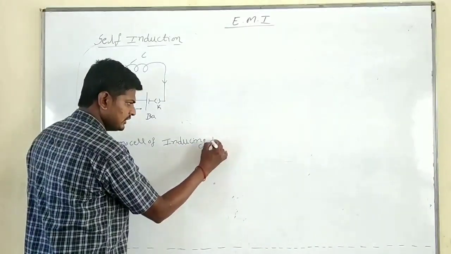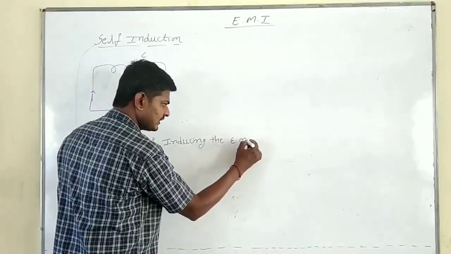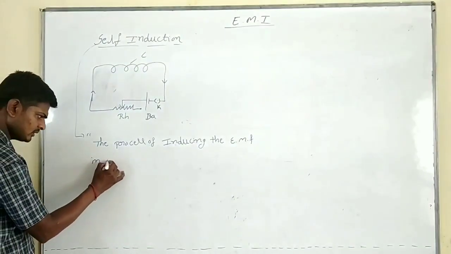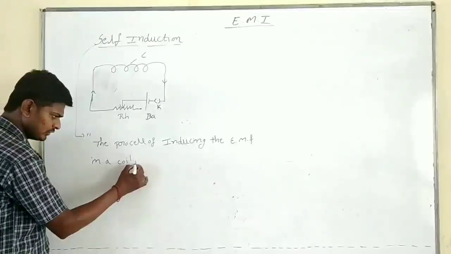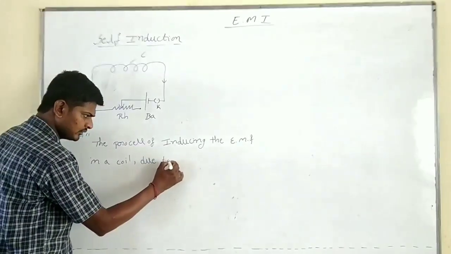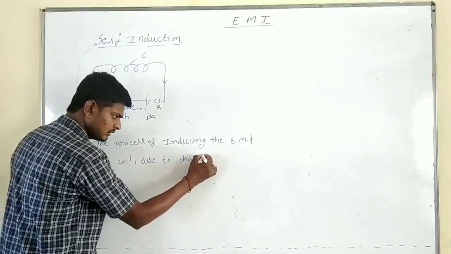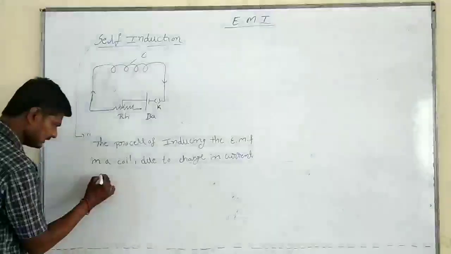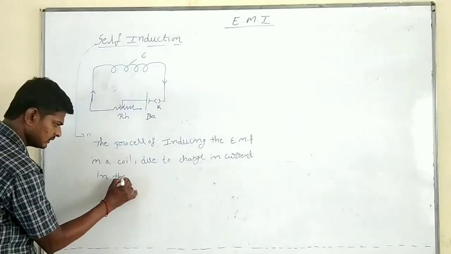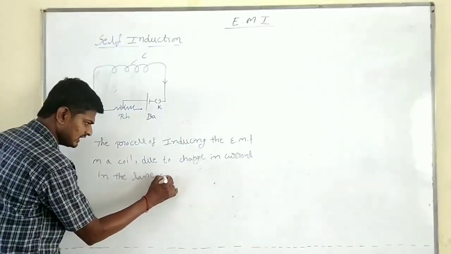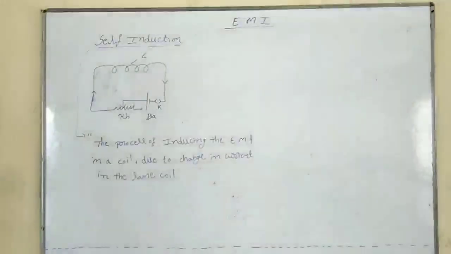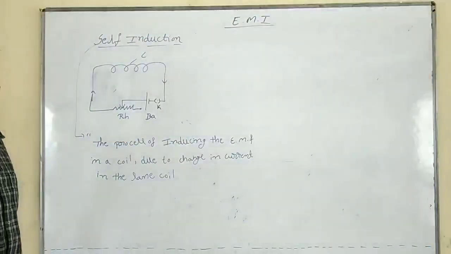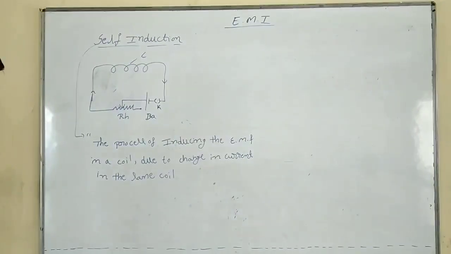The process of inducing the EMF, electromotive force, in a coil due to changing current in the same coil, we are going to call it as what? Self-induction. Clear? Yes, in this coil, we are going to produce the EMF by changing the current in the same coil. We are going to call it as self-induction.